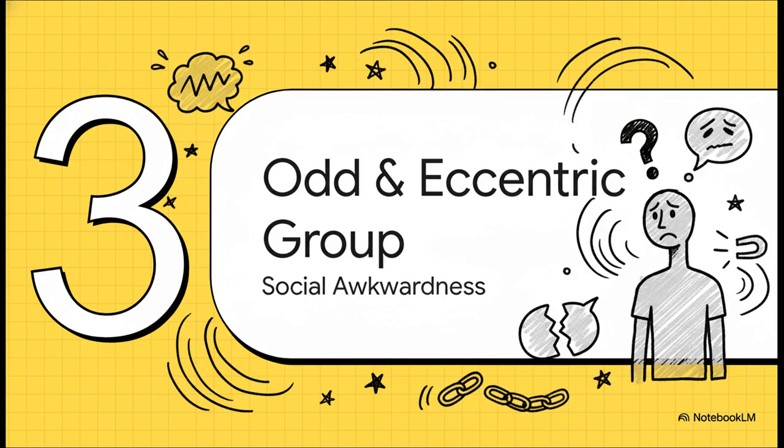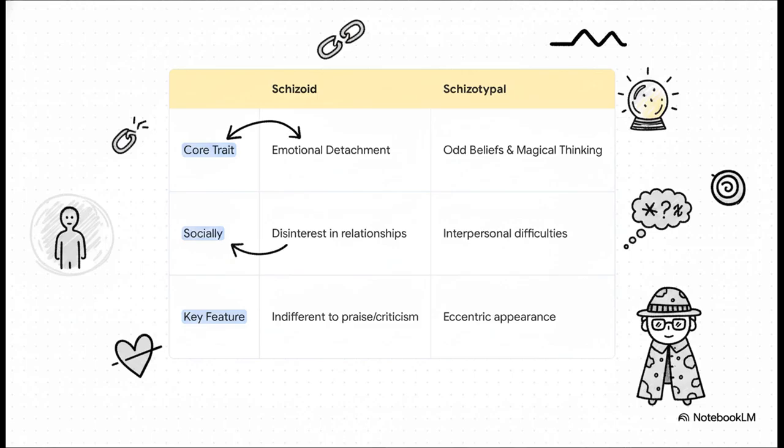Now, to help make sense of all this, these disorders are usually grouped into three main categories, or clusters. Let's kick things off with the first one, Cluster A. This group is generally defined by behaviors that other people might see as, well, odd or eccentric.